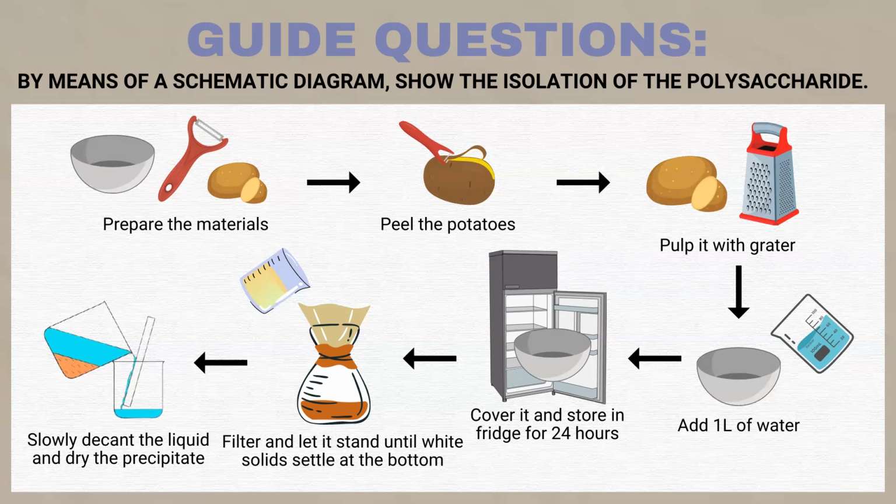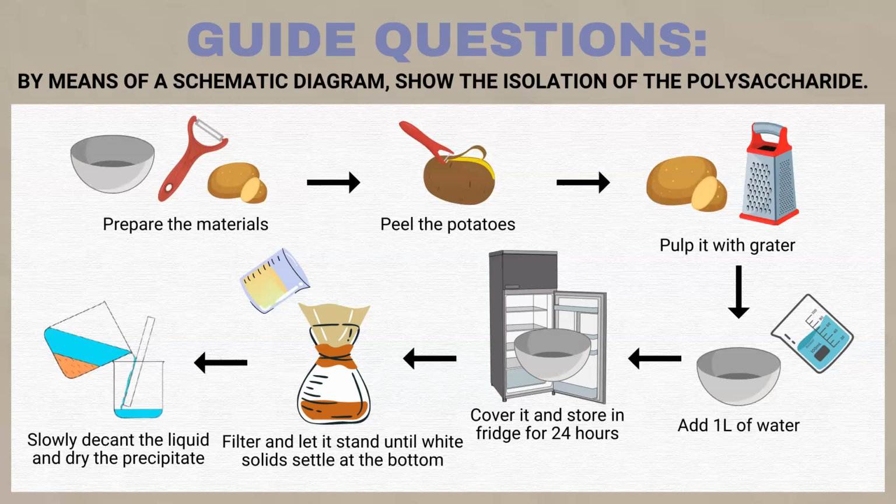The next day, after storing it for 24 hours, we filter the liquid because there is still potato in it. We filter it and let it stand until the white solid settles at the bottom. Then, once the white solid has settled, we slowly decant the liquid, since the white precipitate is at the bottom.